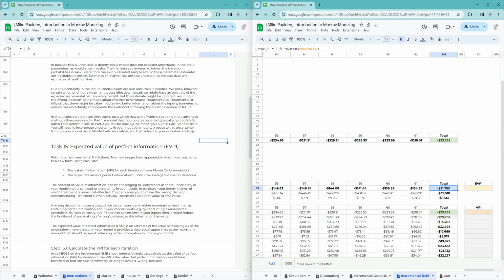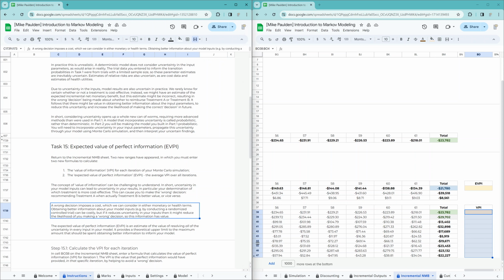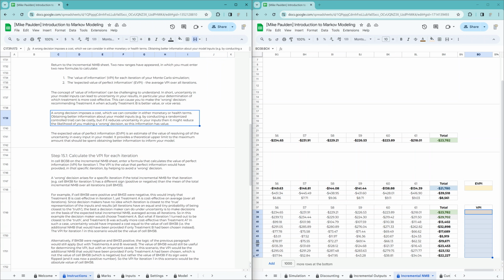And there's two ranges. The first is for the value of perfect information, which we calculate for each iteration. And then there's the EVPI, the expected value of perfect information, which we take by averaging over the value of perfect information for each iteration. Okay, so I'll let you read these paragraphs on why we would consider EVPI, why it's important. Let's go on to step 15.1 and start calculating this.